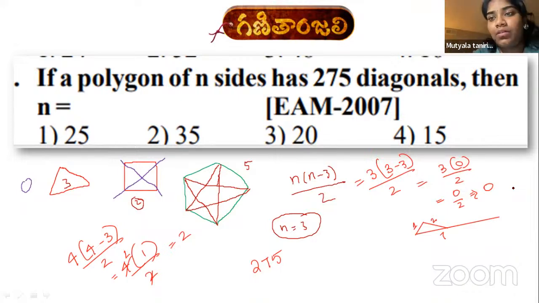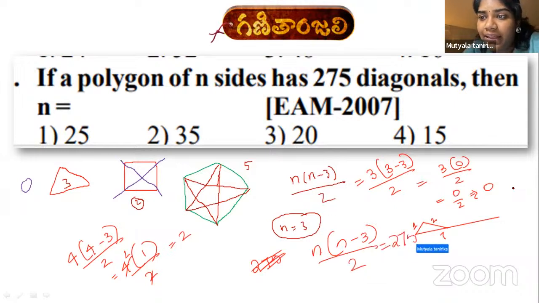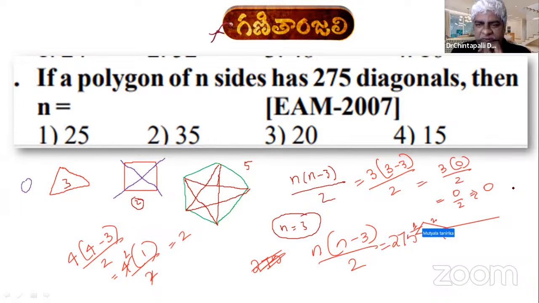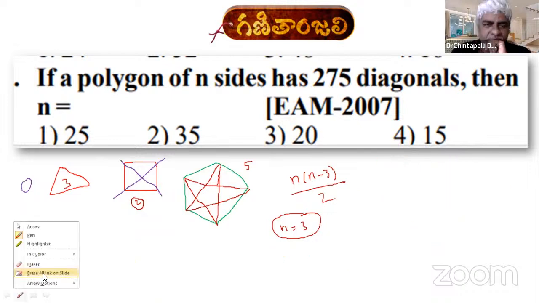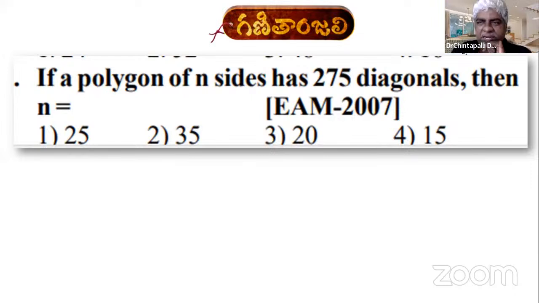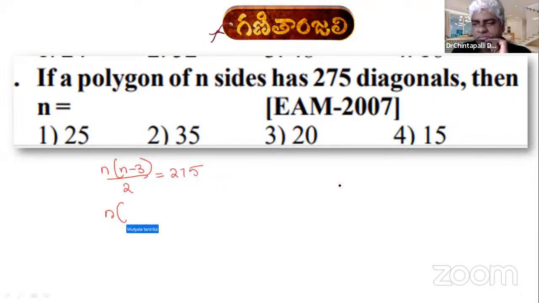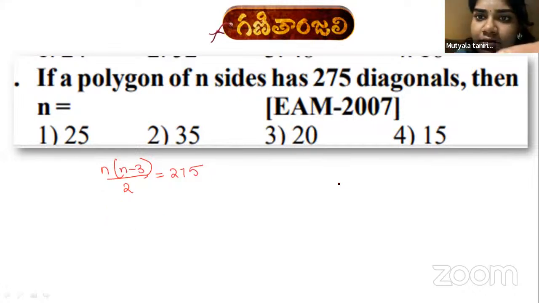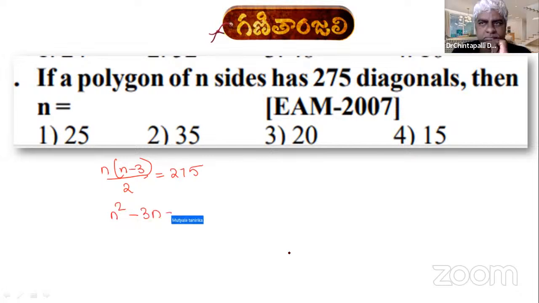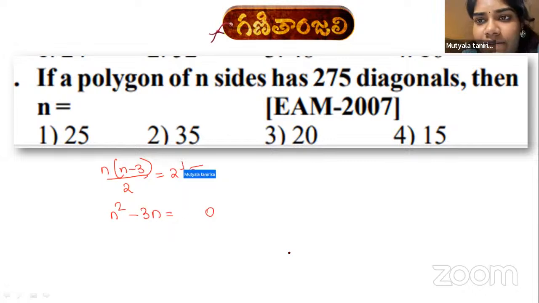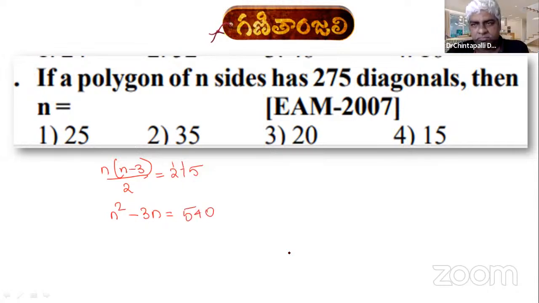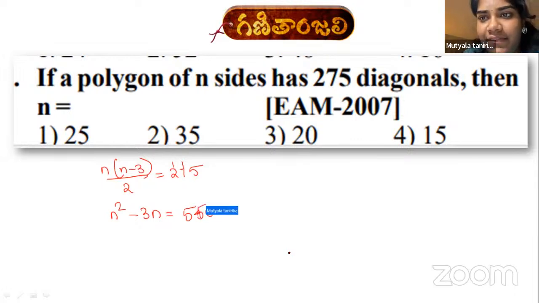One method is options verification. We can also do n times (n minus 3) by 2 equals 275. Do you remember the formula? Yes, sir, I remember the formula. The straightforward way is n into (n minus 3) equals 550. So n square minus 3n equals 550. What do I do next?